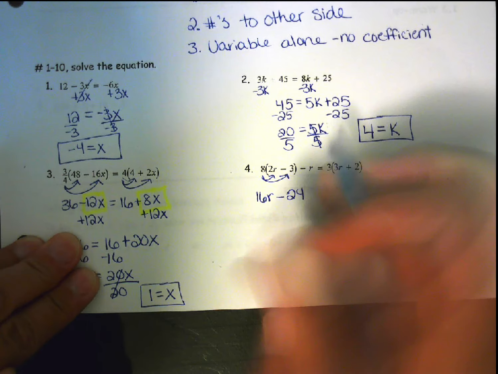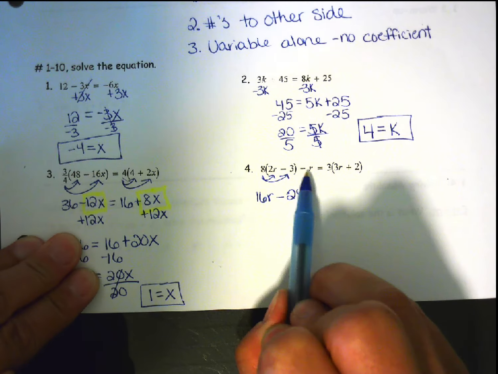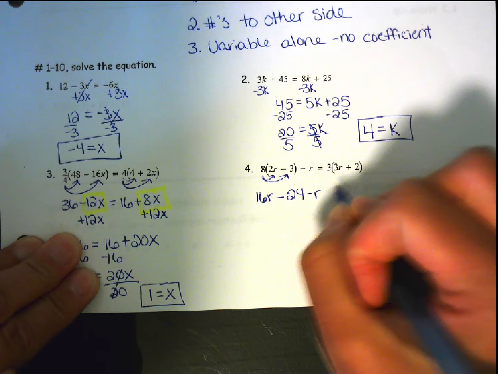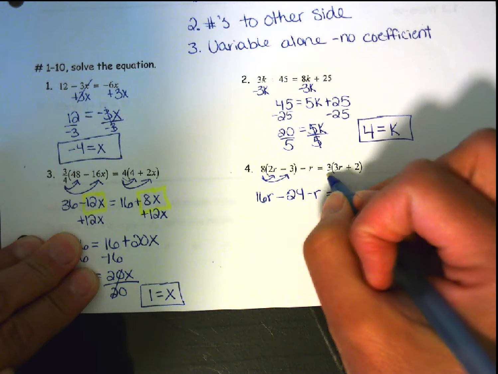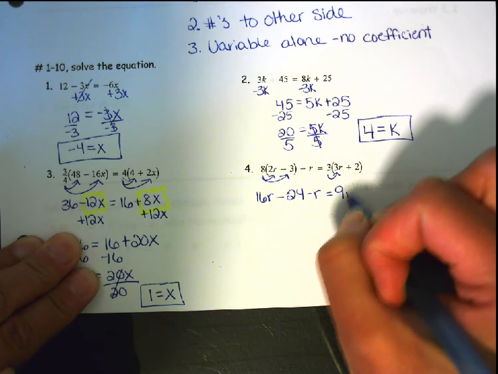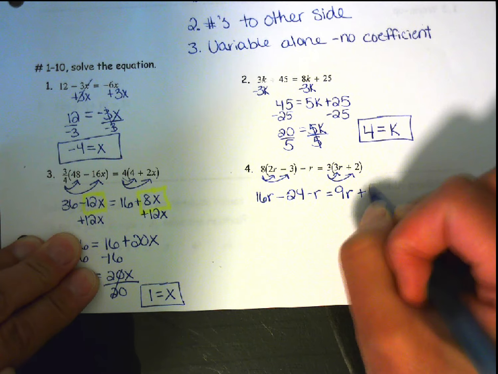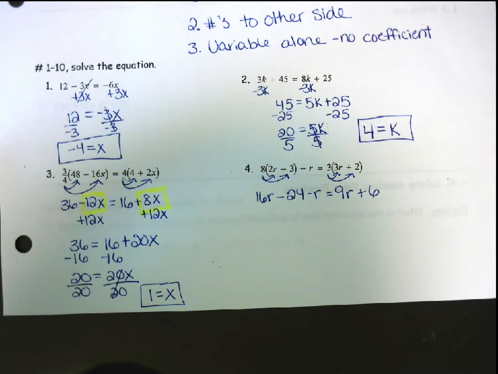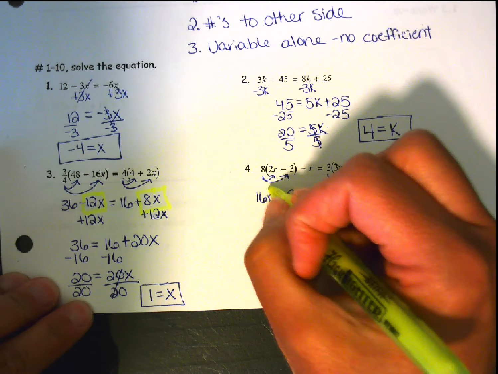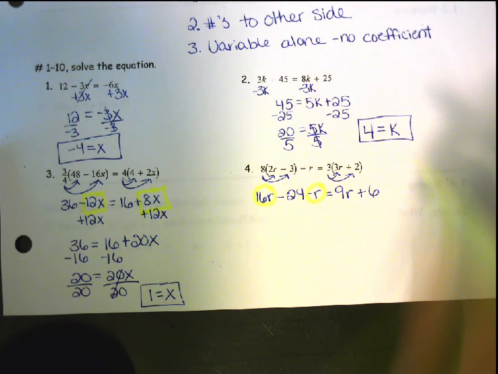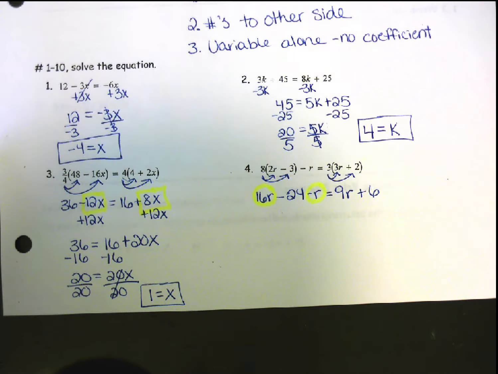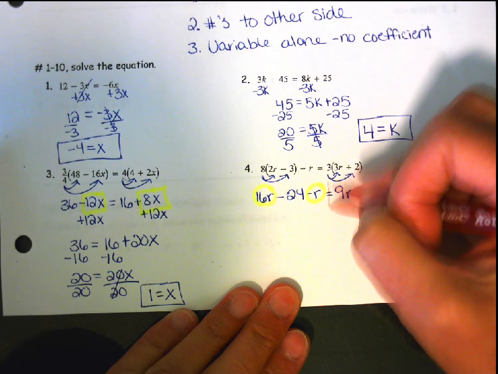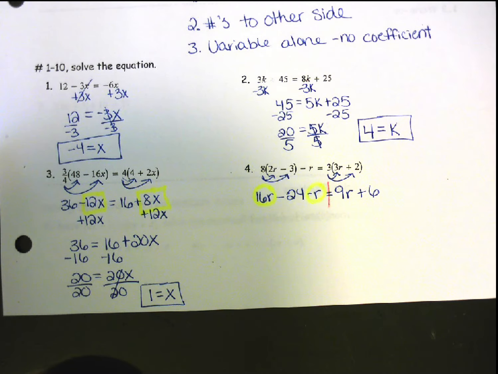And now notice I do not distribute the 8 to the negative r. So notice how that stays the same. And then I'm going to distribute the 3, so 3 times 3, and then 3 times 2. Now, if you notice on my left side, I have a 16r and a minus r. Do you notice how those are on the same side? See my equal sign here? They're on the same side.